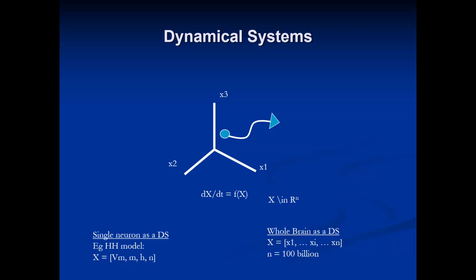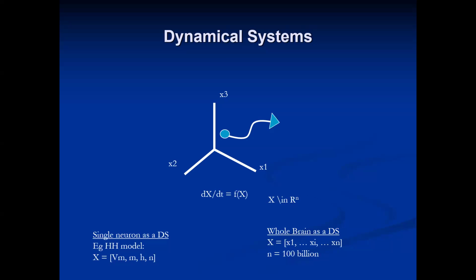Similarly, in principle, you can express the whole brain as a dynamical system where x is a very large number, because if you think of the state of each neuron, let's say the voltage Vm of each neuron i, as a state variable, then with 100 billion neurons, it will be a 100 billion dimensional state space. And you have to explain how all these variables vary with time. So in principle, you can think of the brain at multiple levels as a dynamical system.